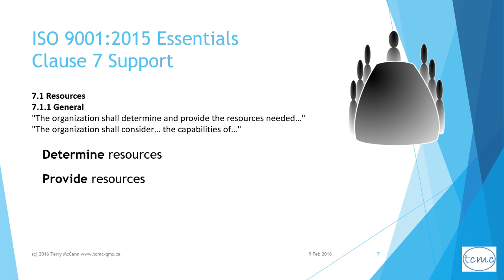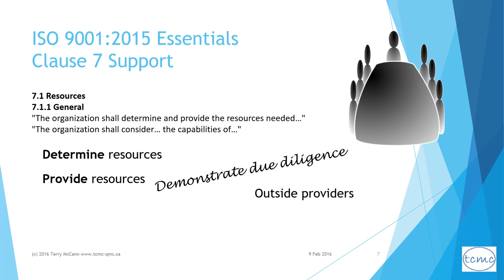This may all appear to be so self-evident as to be overlooked as a formal activity. Since this is a requirement, however, you need to be able to demonstrate that the organization is doing due diligence in this regard. An organization must show that it understands its capabilities and constraints and where it must rely on outside providers for gaps in its internal capabilities.